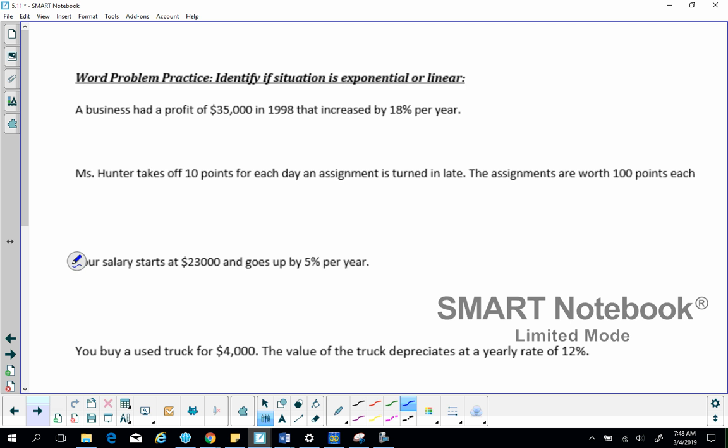It's increasing by 18%. We see that it's increasing by a percentage, and we're going to learn how to write them in a couple classes. But if we're increasing by a percentage, would it be linear or exponential? Exponential. So if it has a percentage, it's usually exponential.